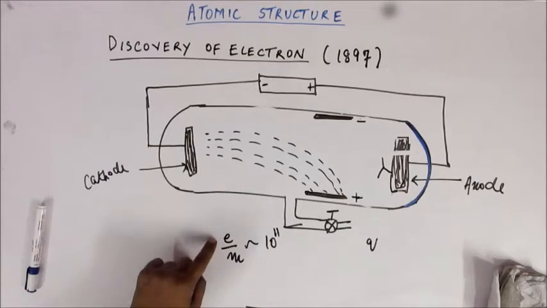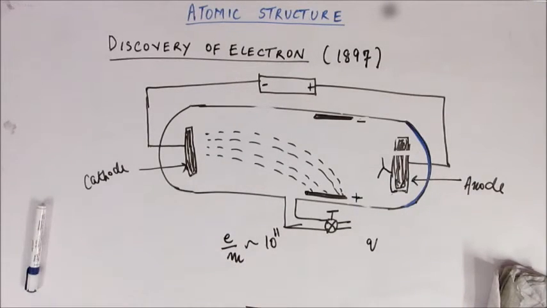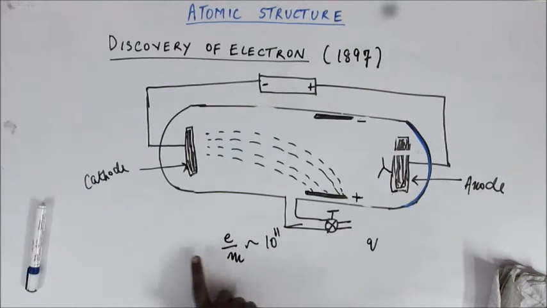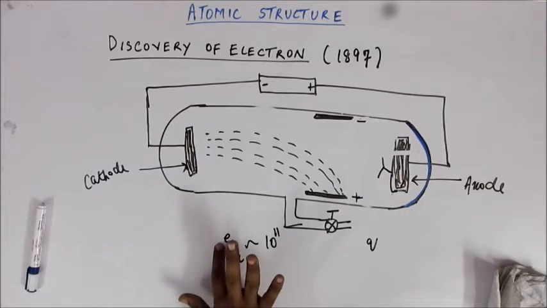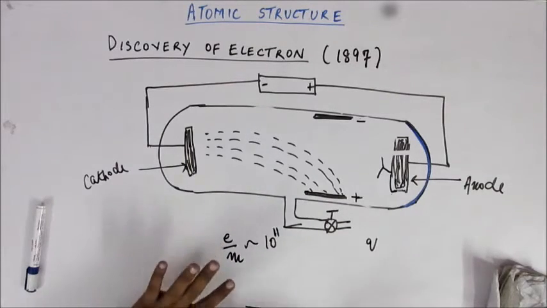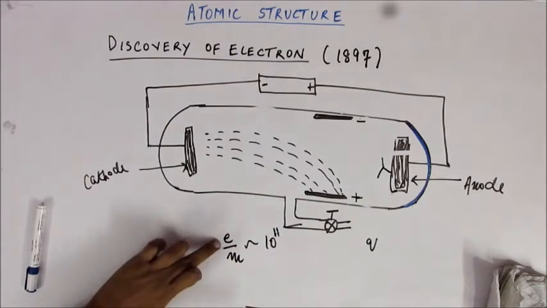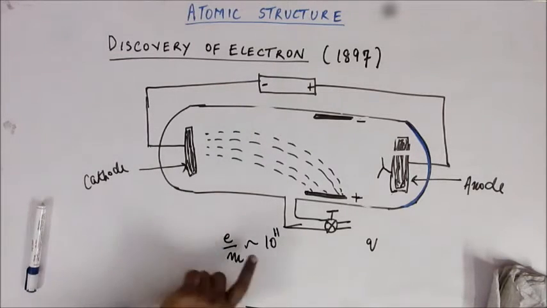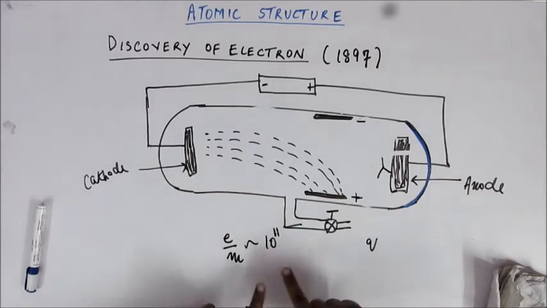He found the ratio e/m that was close to 10 raised to the power 11. Now, you can see the ratio is very, very high. A value of a fraction could be very high if the numerator is very high or the denominator is very low. See, the numerator is e, the charge. This value could be very high either if the charge is very high or the mass is very low. Now, charge cannot be so high as to make the ratio 10 raised to the power 11.